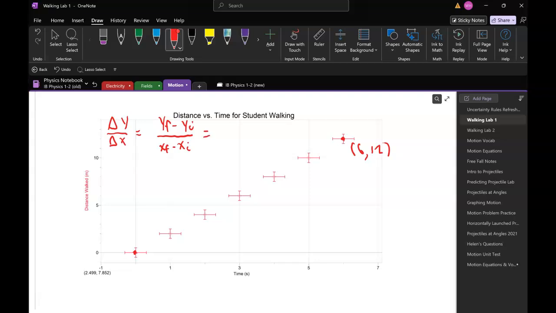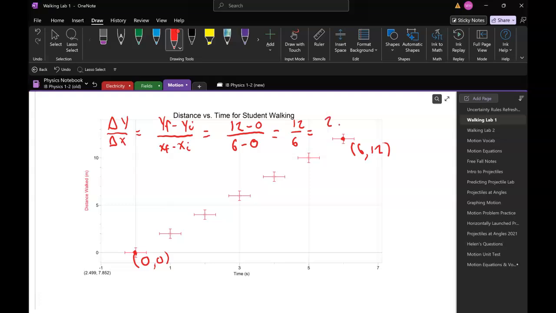So I take those points. I have the point 0, 0 down here at the bottom. Like I said, that's my initial point. And so I get, for my final y value, I have 12 minus 0, which was my initial y value, and then for my final x value, I have 6 minus my initial x value, which was 0. So this gives me a slope of 12 over 6, or of course 2. So this is a slope of 2 meters per second.